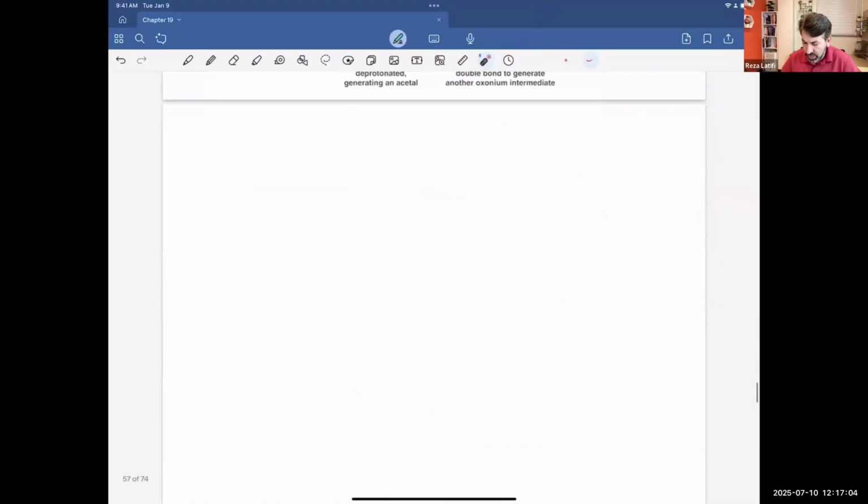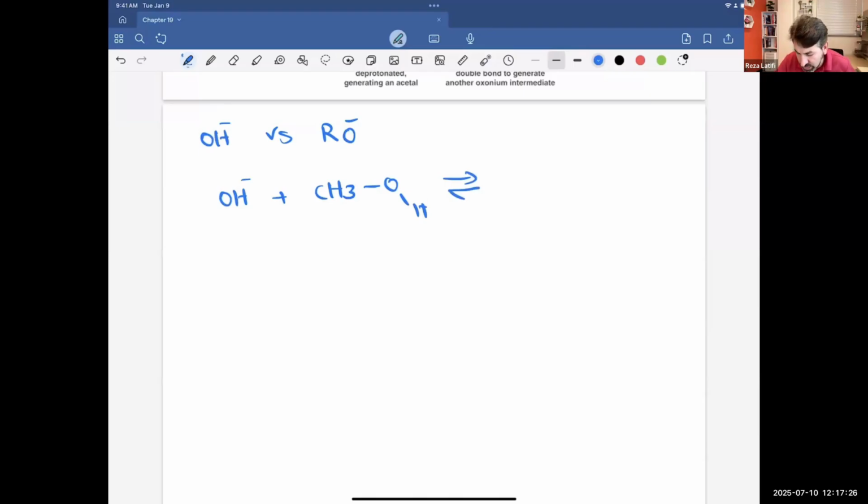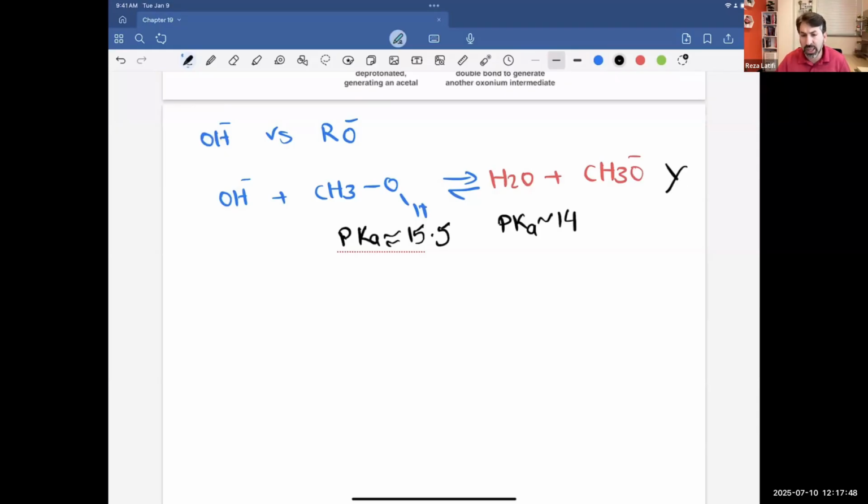Let's review some facts before answering this question. The first one is OH versus RO minus. If you take OH minus and react it with an alcohol, let's say CH3OH, we get an equilibrium and we get H2O plus CH3O minus. The pKa for the alcohol is around 15.5, while the pKa for water is around 14. So based on pKa, this reaction should not happen. That means OH minus cannot take this acidic H from the alcohol. So this one is not going to happen.